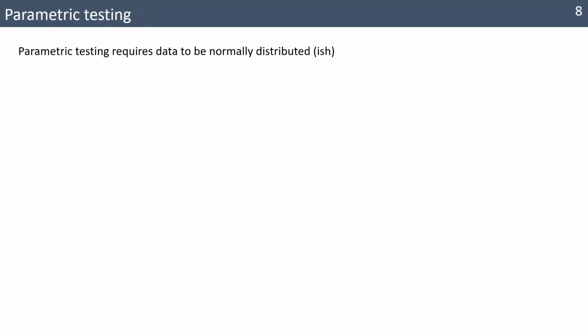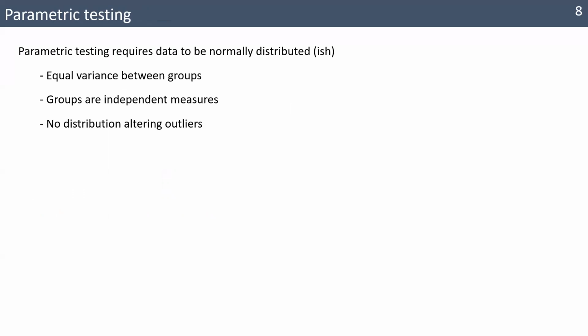So parametric testing needs normally distributed data, well, normally-ish. Normal distribution is a technical requirement, as is equal variance between the groups, so you couldn't fairly compare the difference between the height of daisies and the height of oak trees because the amount of variance in the oak tree group is much larger. The groups should be independent measures, so you couldn't compare proportions of data, for example. And ideally, you're not going to have outliers that massively affect the data. And that's because they would massively affect the normal distribution. If you've got a couple of outliers that give a skew to the data, that can be quite difficult to work with.